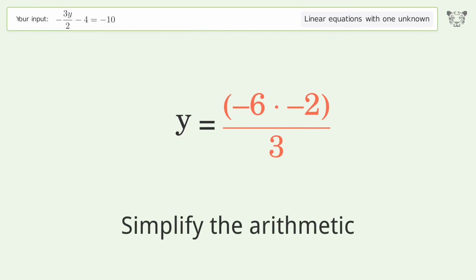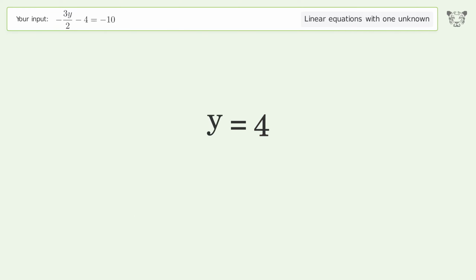Simplify the arithmetic. And so the final result is y equals 4.